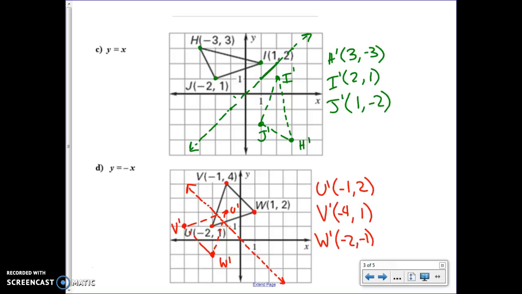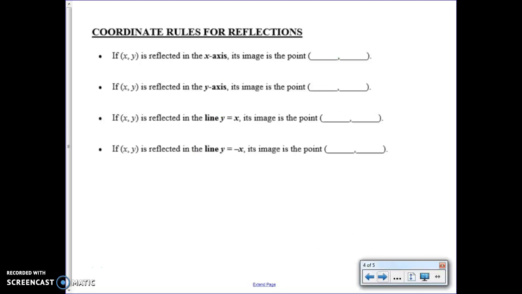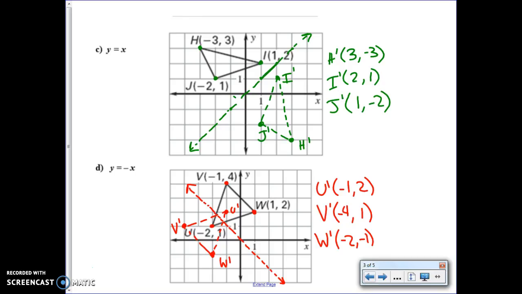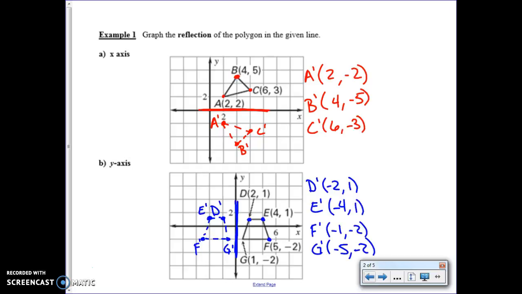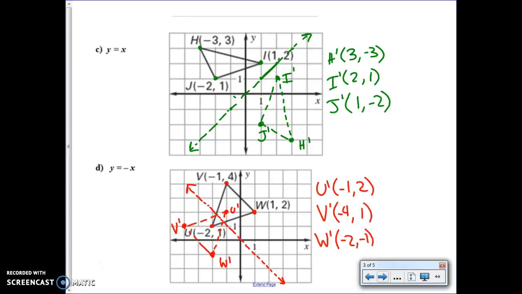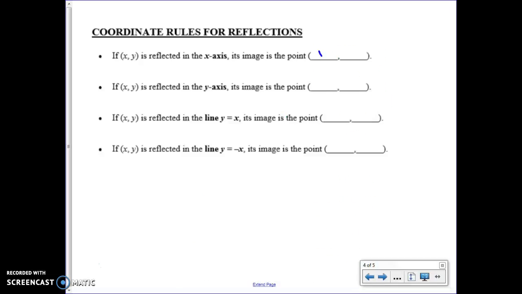Okay, so let's write out some of these rules that we may have noticed. When we reflected in the x-axis, let's go back here. We went from a point, let's look at B, (4, 5) to (4, -5). So what I noticed for A, B, and C is that x stayed the same, but the y became the opposite. So x stays the same, but I need the opposite of y. If y was already negative, it turns positive.